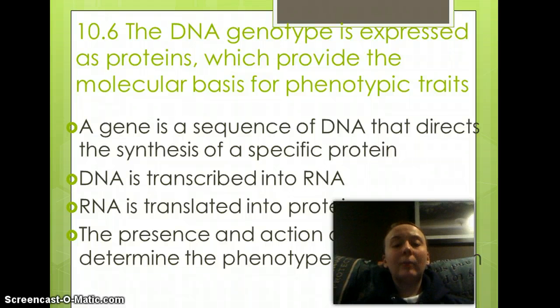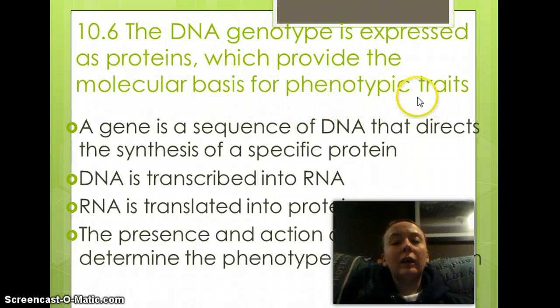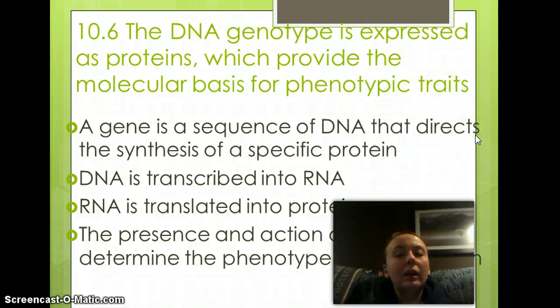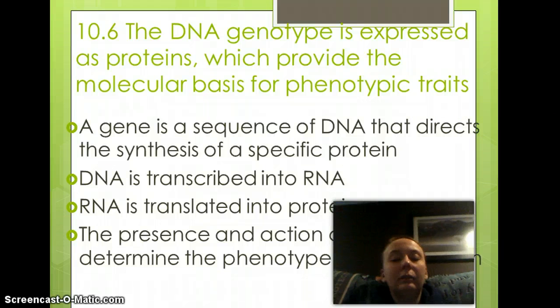Well, those letters are that part of DNA. And how it's expressed is through proteins. So our DNA is transcribed into RNA, and then that RNA is made into proteins. That protein is what's going to provide the way we look. It's going to provide our phenotype. So a gene is a sequence of DNA that directs the synthesis of a specific protein.